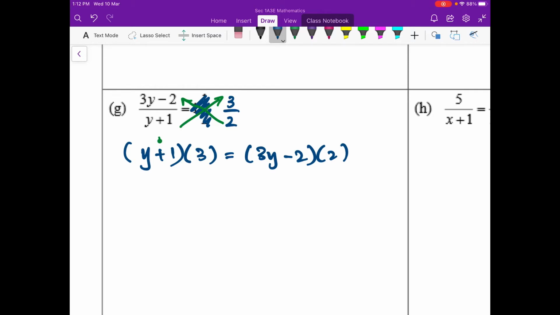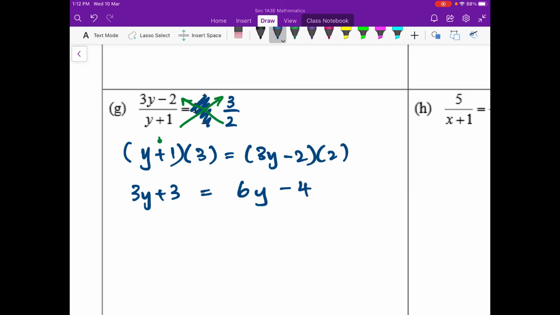Things become way easier. So this is one skill you must have. Fraction equal fraction, straight away, don't need to think already. Draw the arrows like this, over the equal sign, and then we will expand. So 3y plus 3, we get 6y minus 4.